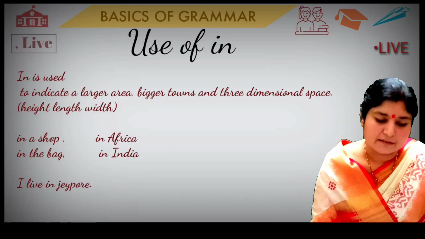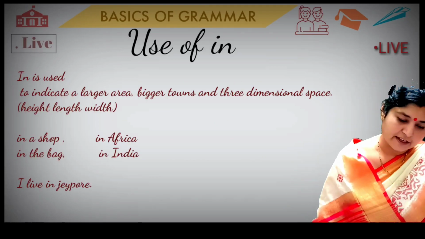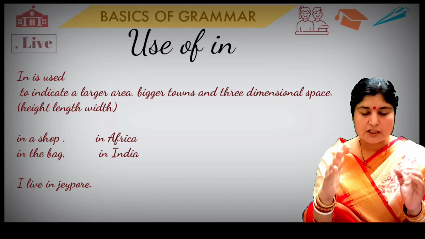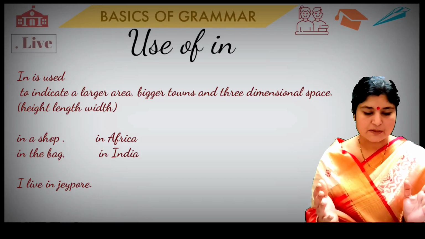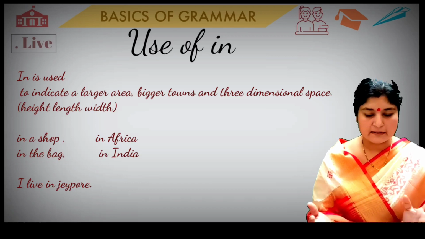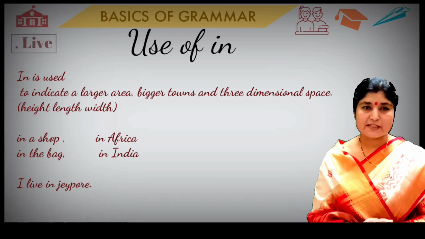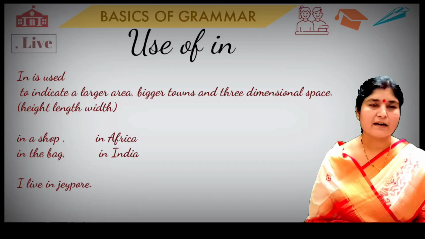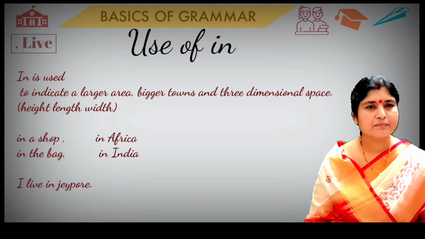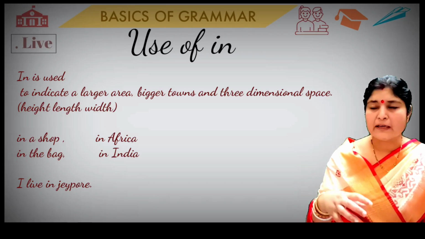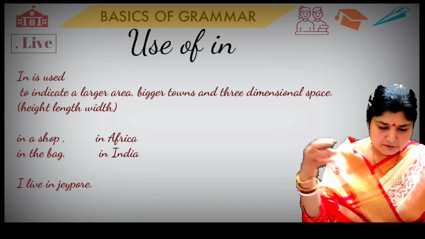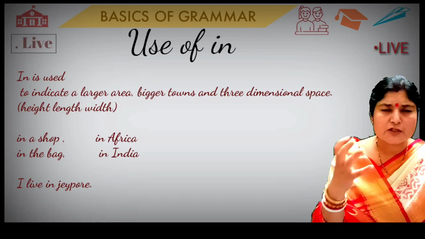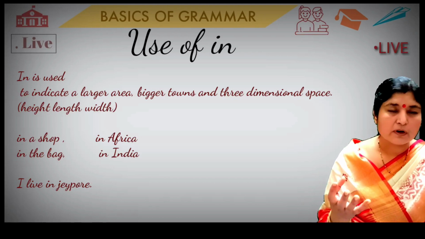Next, the use of in. In is used to indicate a larger area, bigger towns or three-dimensional space. Three-dimensional space means height, length and width. For example, in a shop. We live in India. I live in Jaipur, in Africa. I kept money in the bag. So whenever we talk about a larger area, bigger towns, or three-dimensional space, we use in.